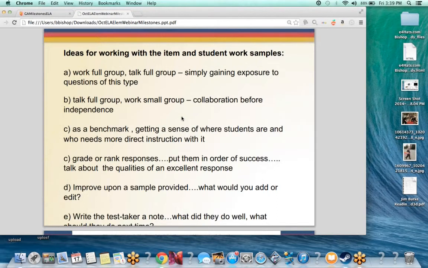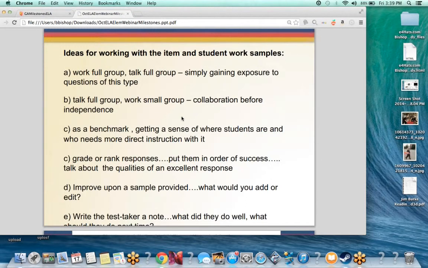This particular resource includes student responses. So one thing you could do is have the kids read the responses and talk about or put them in order of success. If you want to differentiate, there are four responses here, but you could give some kids just an upper and a lower, and have them talk about the qualities of an excellent response, put them in order of success.